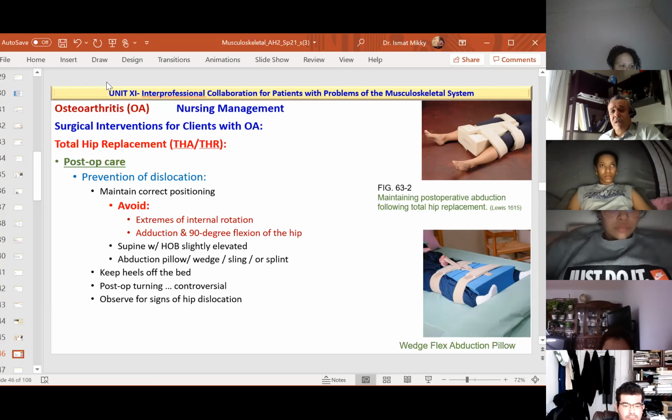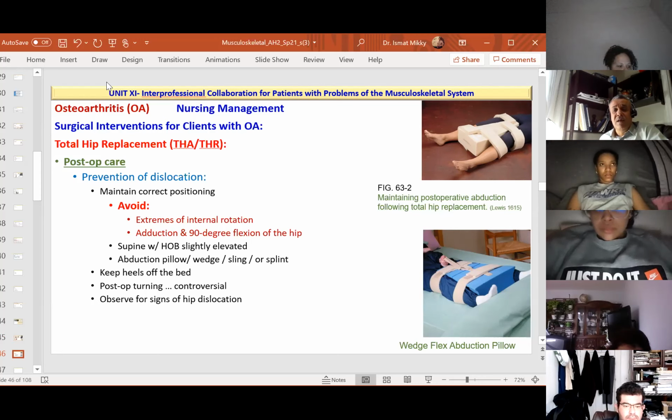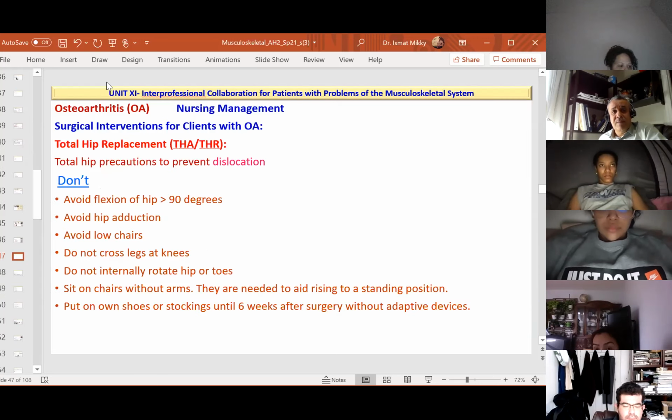So we have to avoid the adduction, which is the legs coming in close to each other. That should be avoided. We also have to encourage the patients not to assume any positions that will result in a 90-degree flexion of the hip, like this.